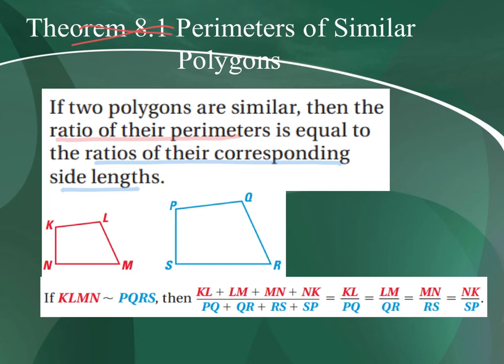Basically, they're all going to reduce to the same thing. So on that previous example, remember we calculated the perimeters to be 40 over 32, and that was equal to the side length ratio, which was 5 to 4, because 40 over 32 simplifies to 5 to 4, and the side length ratio was 5 to 4.